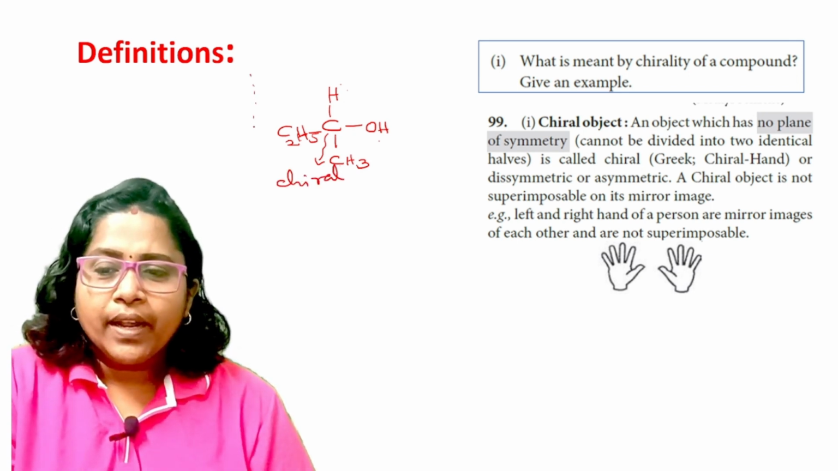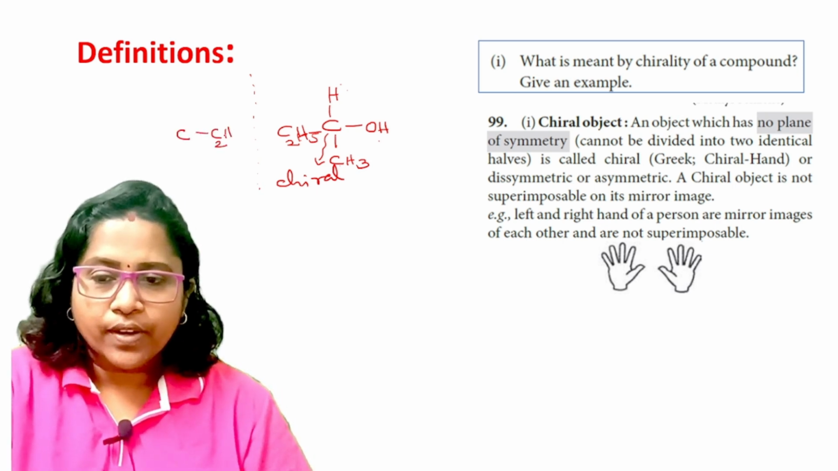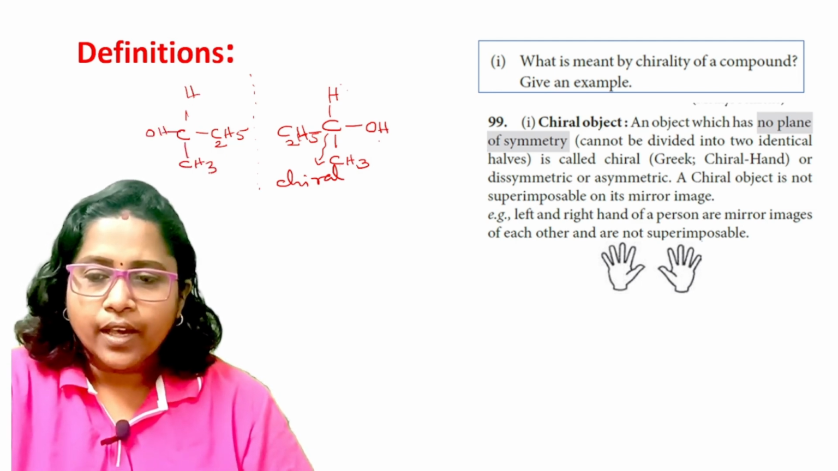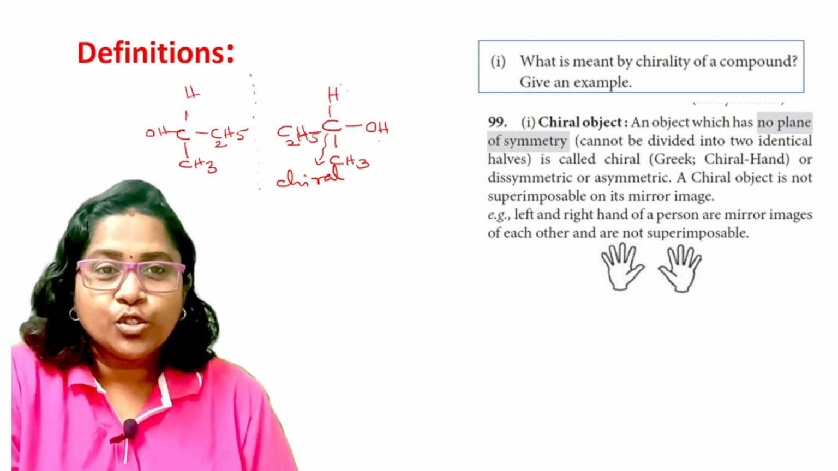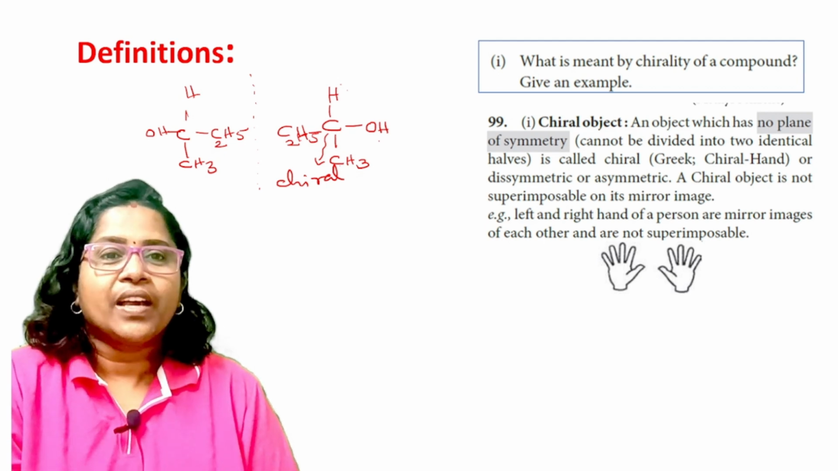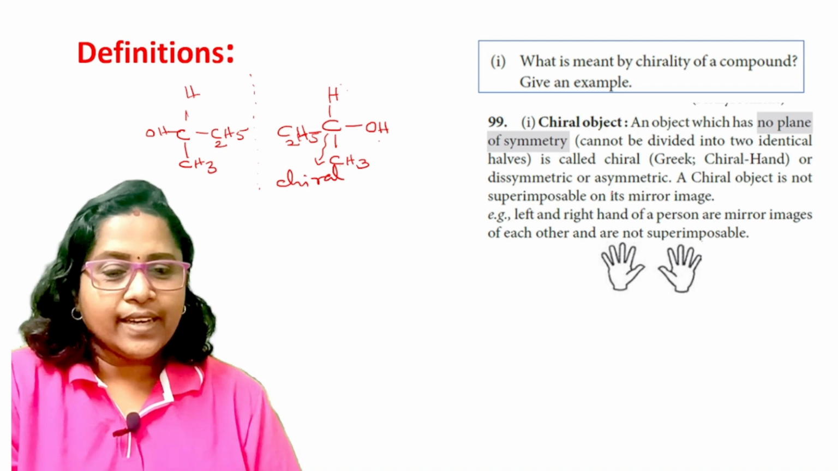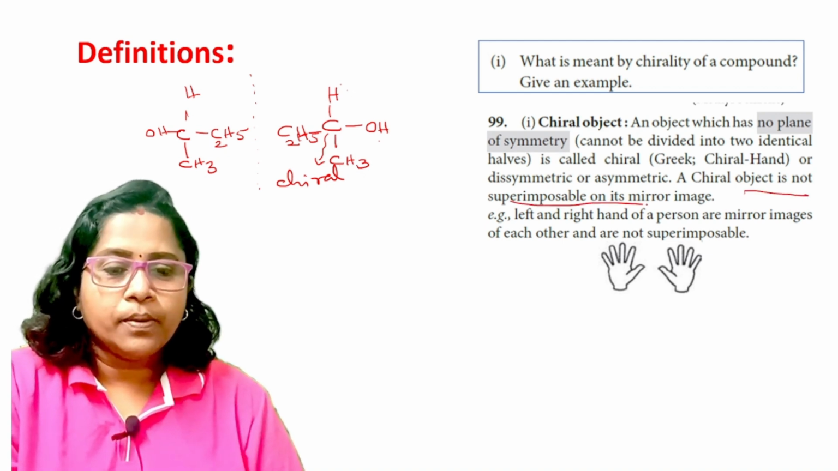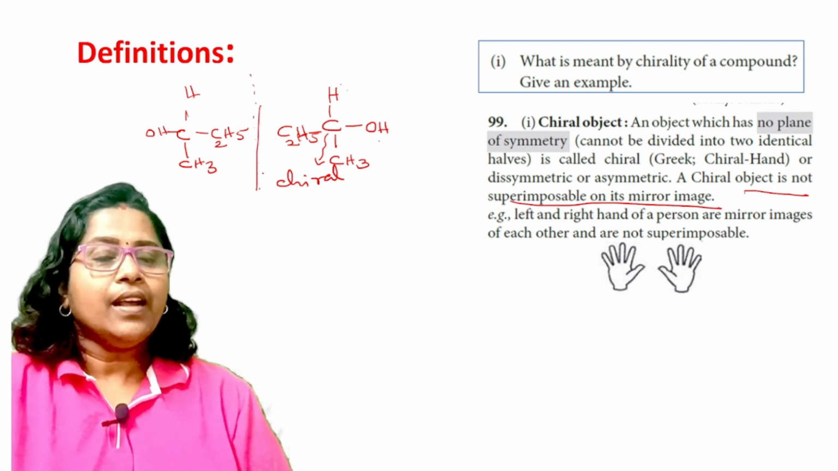If I take the mirror image of this, with C2H5, hydrogen, H, and CH3 here, is it superimposable on the original? No, they are non-superimposable on each other. That's why that carbon is a chiral center. Therefore, we can say that a chiral object is not superimposable on its mirror image.